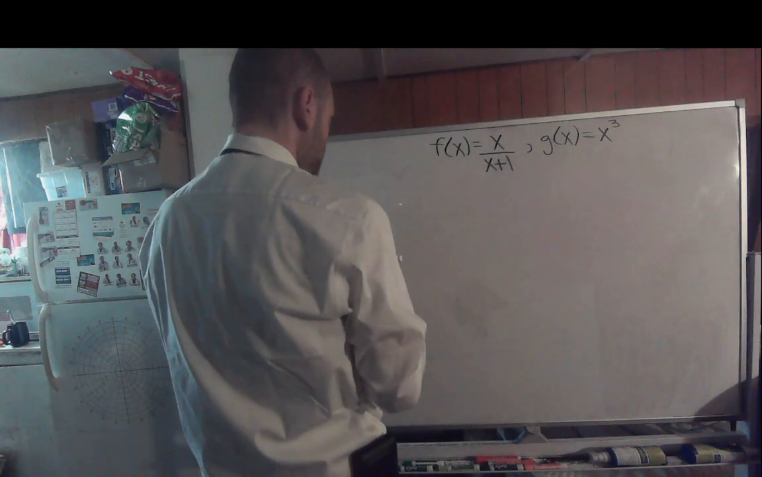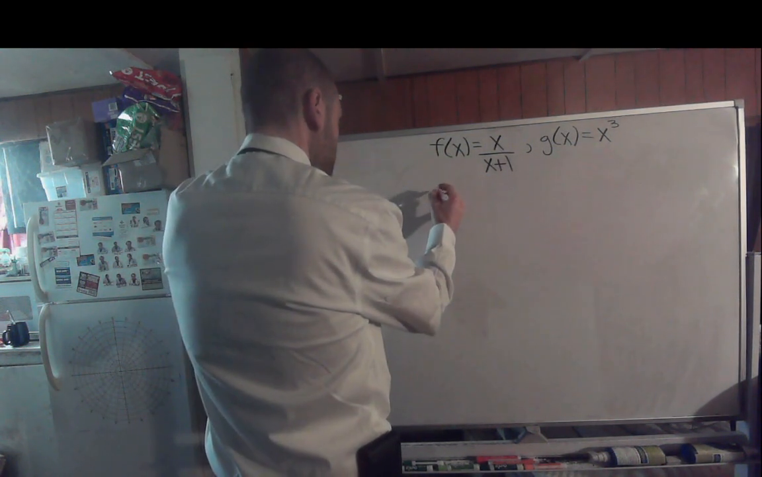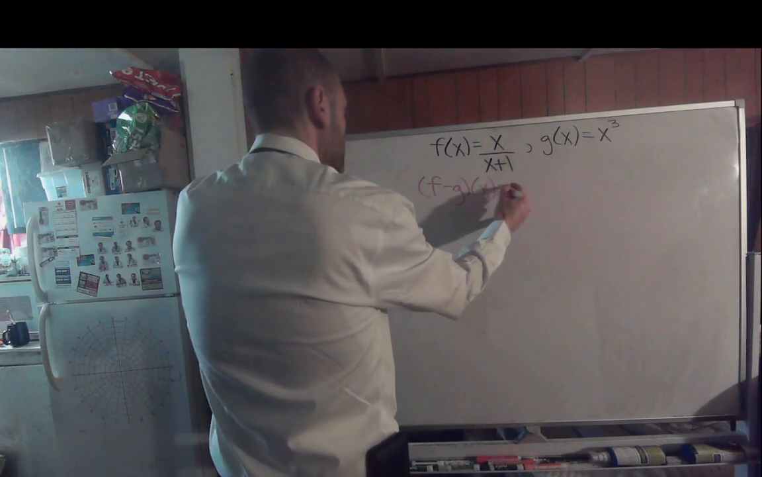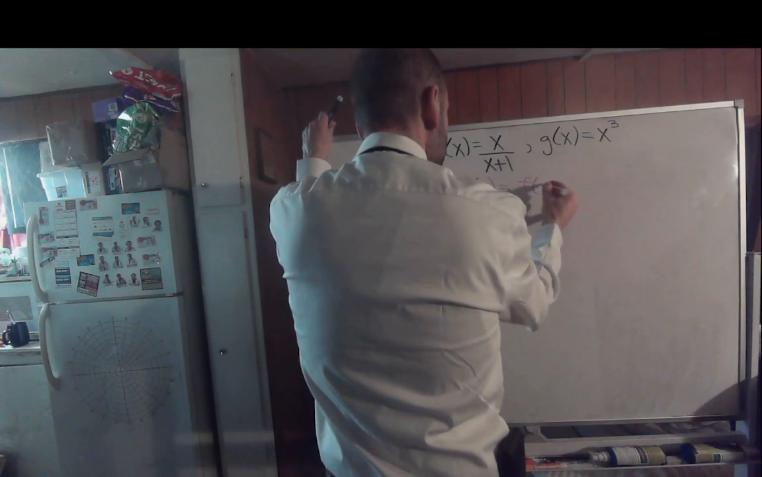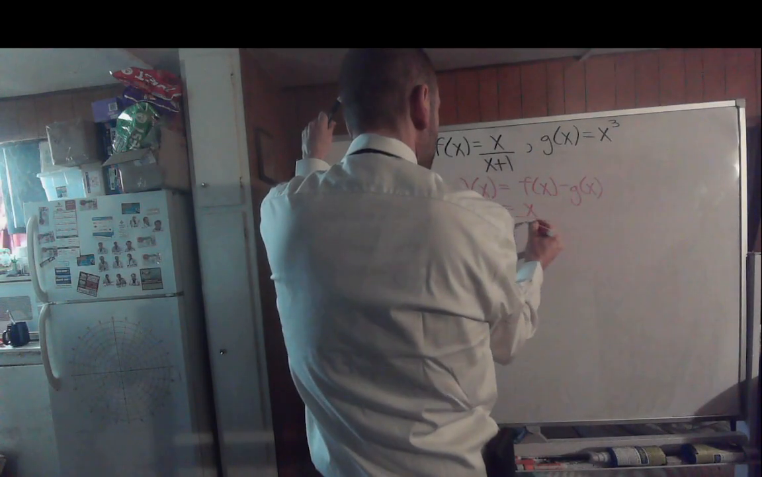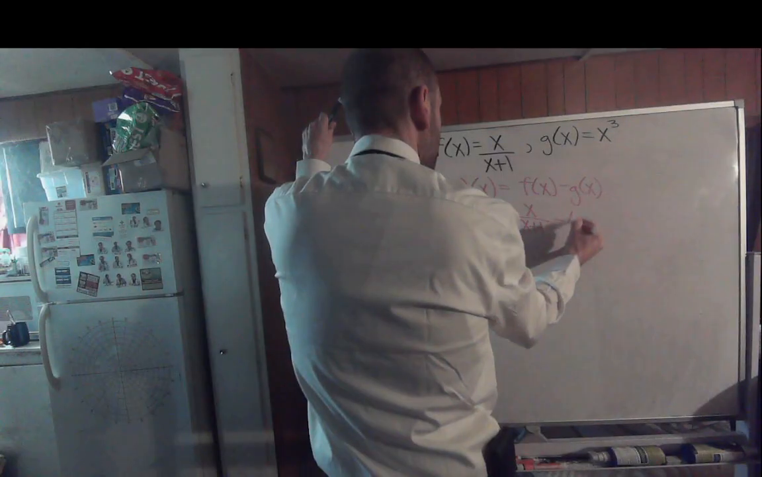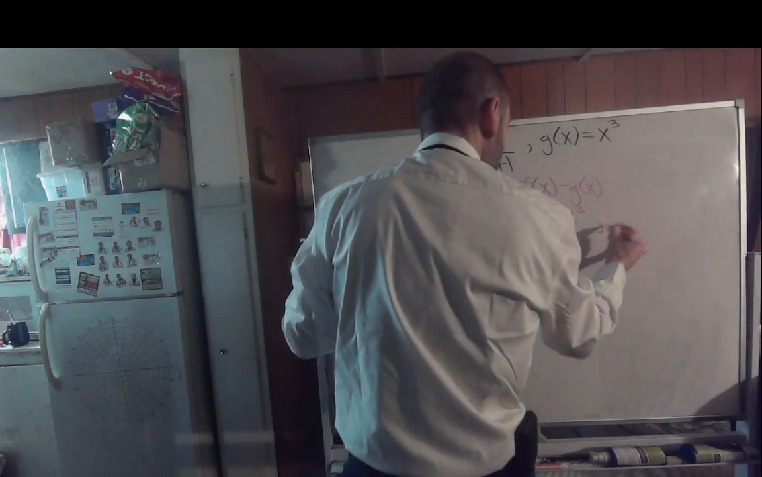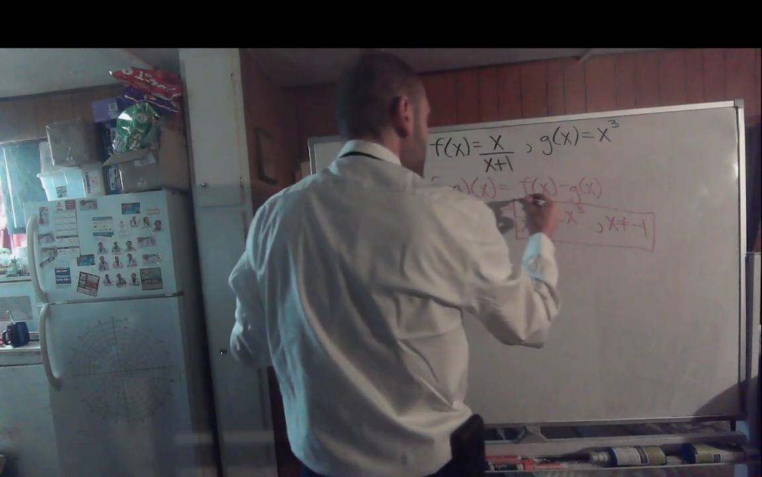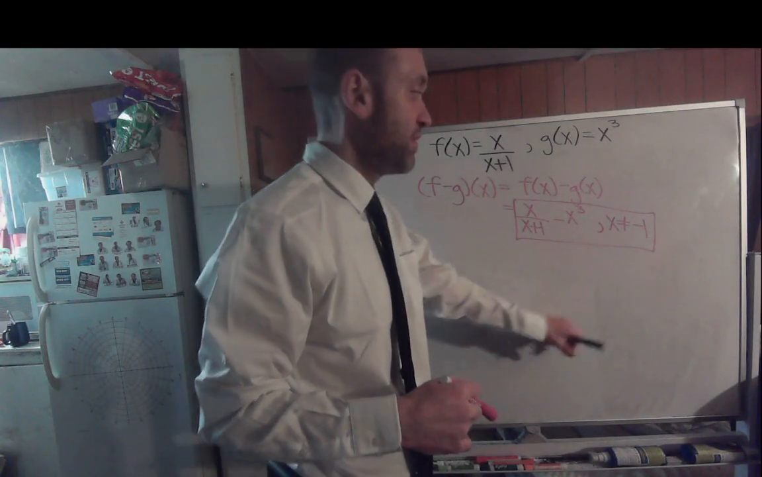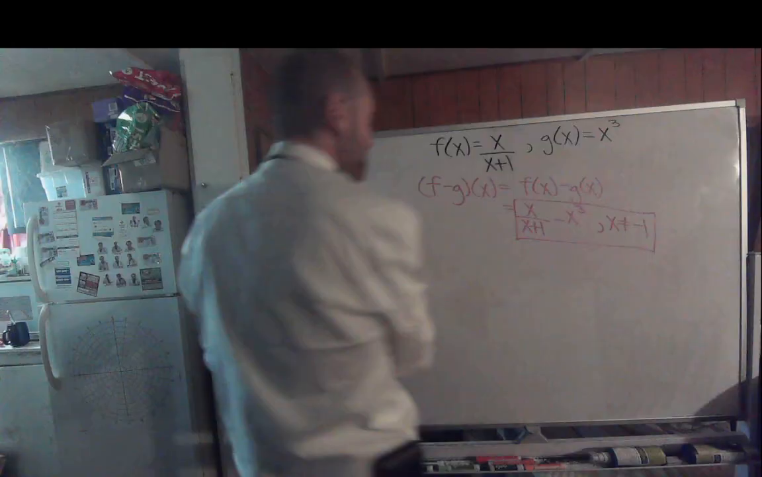All right, let's see. Let's do f minus g of x. Well, that of course is f of x minus g of x. So that would give you x over x plus 1 minus x to the third. And again, x cannot equal negative 1, because that would give you a 0 in the denominator. So f minus g of x is x over x plus 1 minus x to the third, provided that x does not equal negative 1.